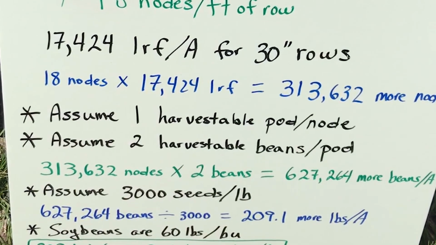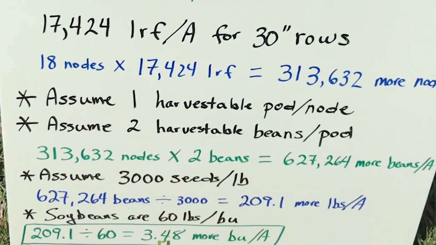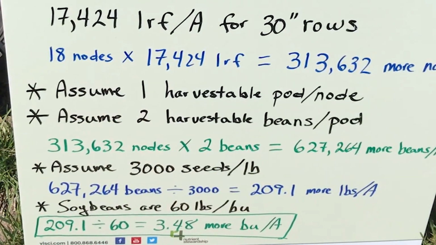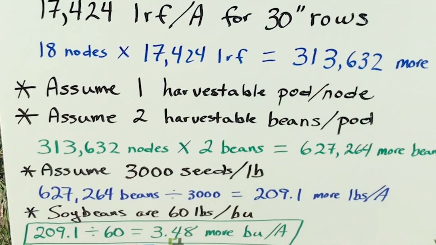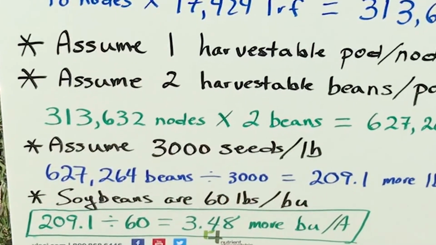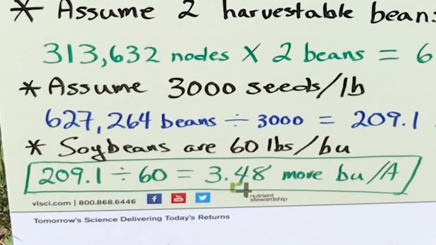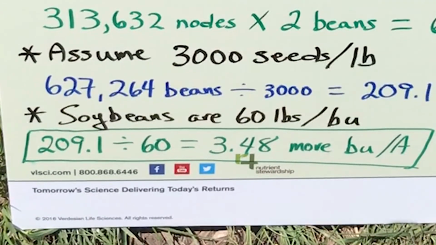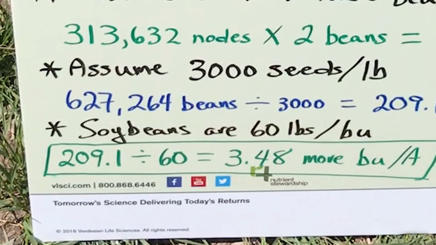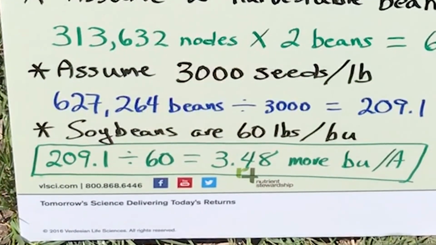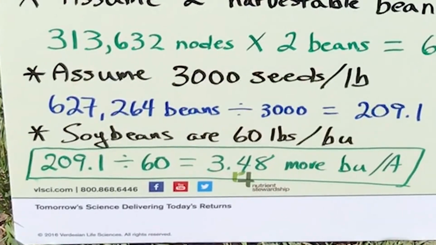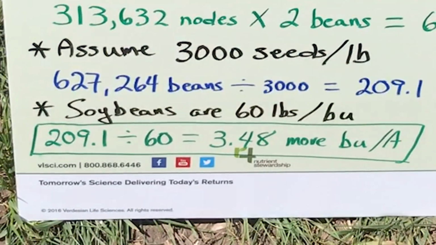Assuming soybeans are 60 pounds per bushel, we divide 209.1 by 60, and that gives us 3.48 more bushels per acre in this particular plot. Of course, this is an estimate based on the information that we have and some basic assumptions, but I think if Mother Nature is good to us, there's certainly the potential for this yield difference to show up in these plots.